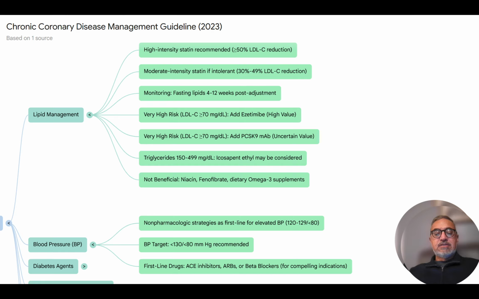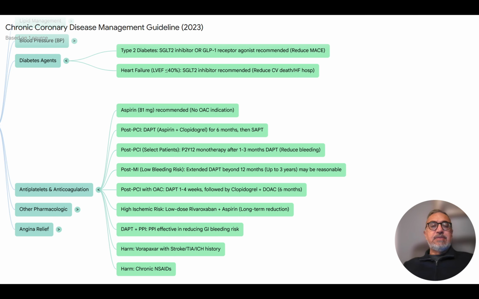First line drugs include ACE inhibitors, angiotensin receptor blockers, or beta blockers for compelling reasons. Diabetes agents, the ones that have been shown to give survival benefit and reduce MACE, include SGLT2 inhibitors or GLP-1 agonists for type 2 diabetics. In those with heart failure, ejection fraction less than or equal to 40%, SGLT2 inhibitors are recommended. Those with heart failure with preserved ejection fraction, nowadays GLP-1 receptor agonists are gaining a role.